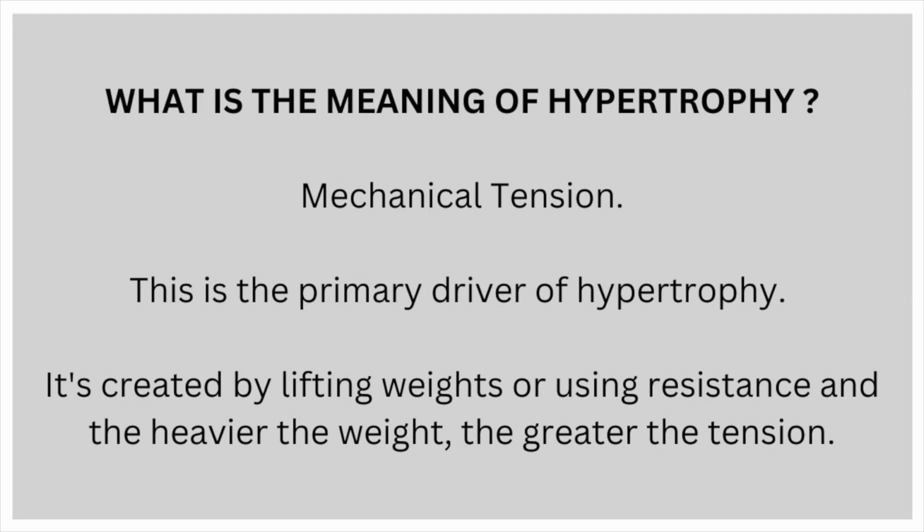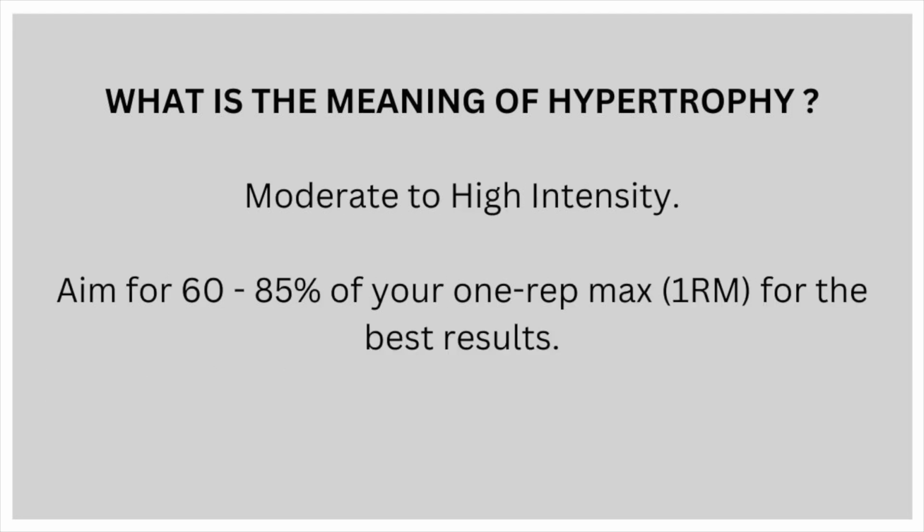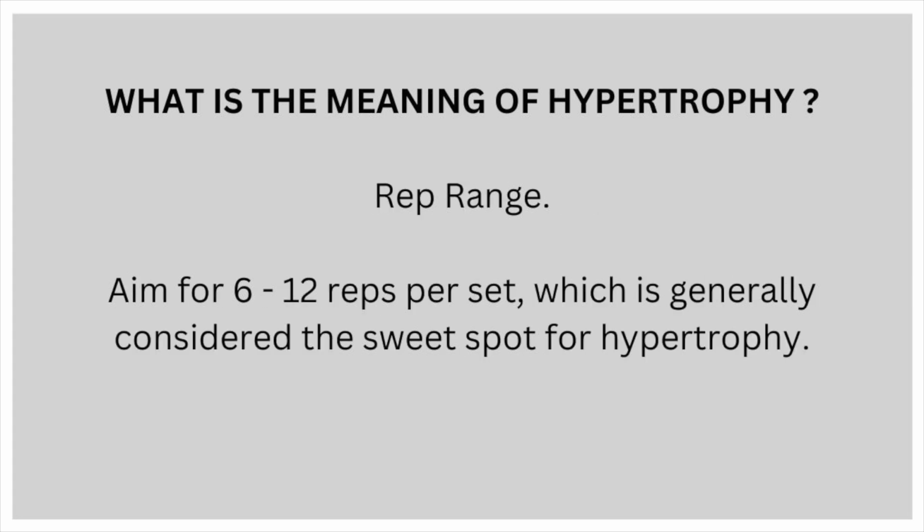Mechanical tension. This is the primary driver of hypertrophy. It's created by lifting weights or using resistance, and the heavier the weight, the greater the tension. So you need to be focusing on a moderate to high intensity level. Aim for 60 to 85% of your 1 rep max for the best results. Do this while aiming for 6 to 12 reps per set, which is generally considered the sweet spot for hypertrophy.